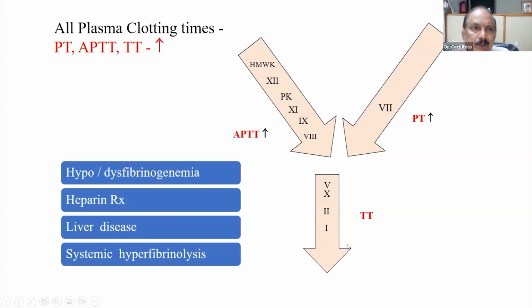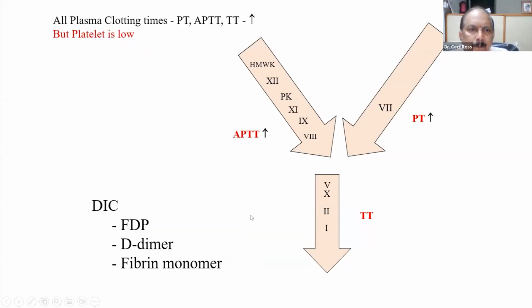Supposing APTT is prolonged, PT is prolonged, thrombin time is prolonged, all three times are prolonged. Then you normally get this in patients who have hypofibrinogenemia or dysfibrinogenemia, heparin therapy, liver disease, and systemic hyperfibrinolysis. I told you when there is a clot formation, the body has mechanisms to open the clot to establish the patency of the vessel. So fibrinolysis happens. That time you get all these three things prolonged.